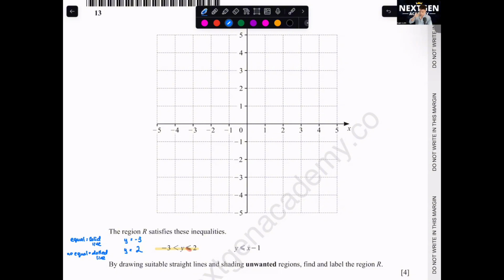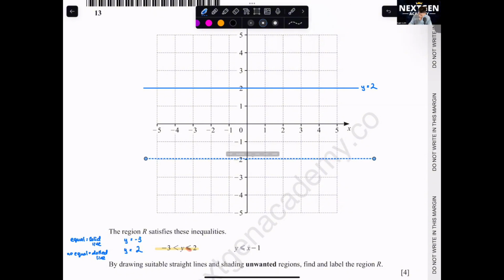Okay, so y equals to negative 3 and y equals to 2, both of these will be a horizontal line. Okay, so we need our knowledge in straight line graph here. Okay, for y equals to 2, we draw a solid line here. Okay, this is y equals to 2. For y equals to negative 3, we're going to draw a dotted line here. Sorry, y equals to negative 3, not 2.